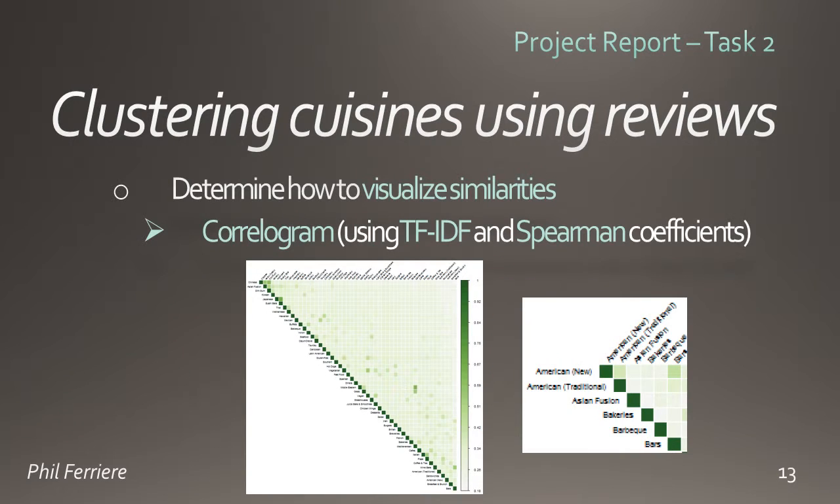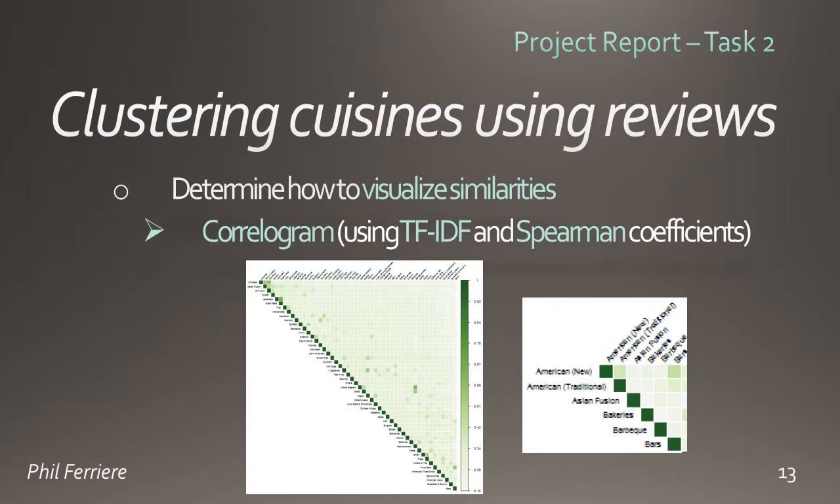To visualize similarities, I use correlograms. Every cell in a correlogram represents the similarity of 2 cuisines. One only needs to follow the horizontal and vertical lines leading to that cell to identify which 2 cuisines it is comparing. The deeper the color, the stronger the similarity of the 2 cuisines.